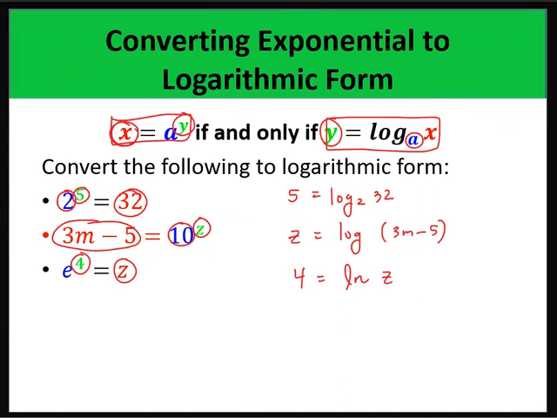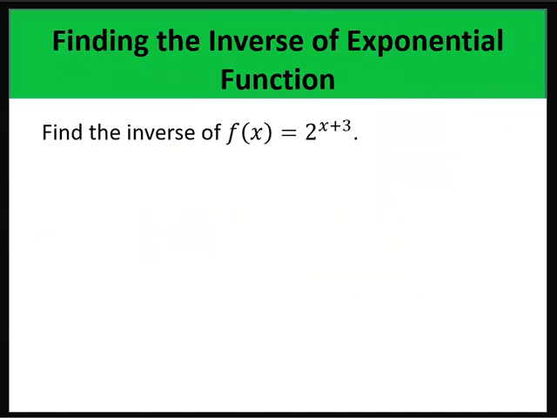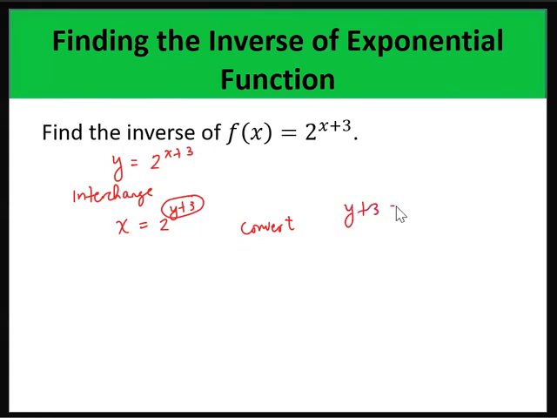So this conversion can be applied whenever we find the inverse of an exponential function. So let's find the inverse of f of x is equal to 2 raised to x plus 3. So first, let's write this as y is equal to 2 raised to x plus 3. And then we interchange x and y. So we write this as x is equal to 2 raised to y plus 3. And then at this point, we need to convert into logarithmic form in order to separate y plus 3. So when we convert it, it will become y plus 3 is equal to the logarithm of the other side, which is x, using the base 2.